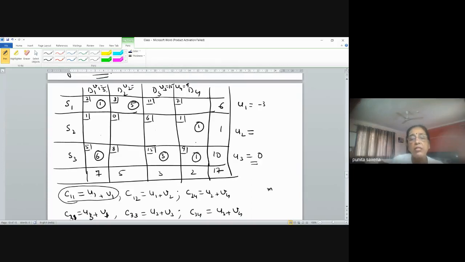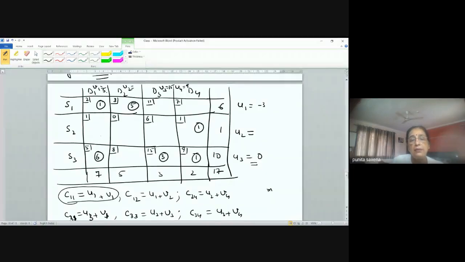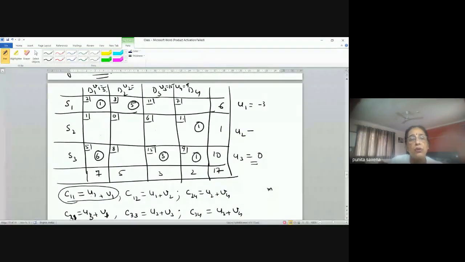So अब सिर्फ क्या बचा? U2 निकालना. Right? So C24 is equal to U2 plus V4. How much is C24? 1. How much is V4? 9. So how much is U2? Isn't it minus 8? You know? So now you have all the values.